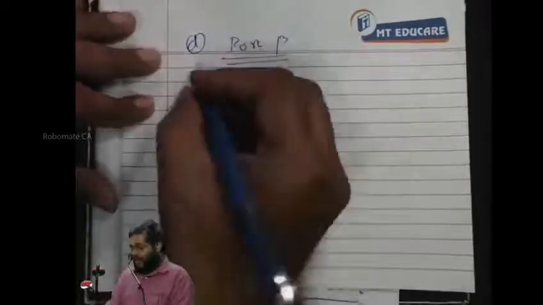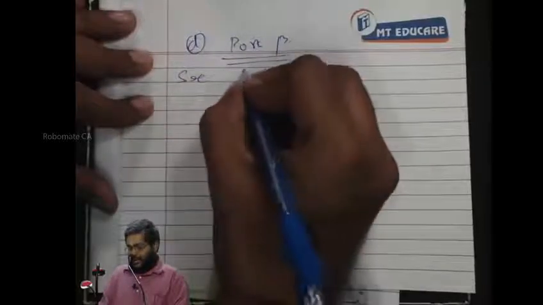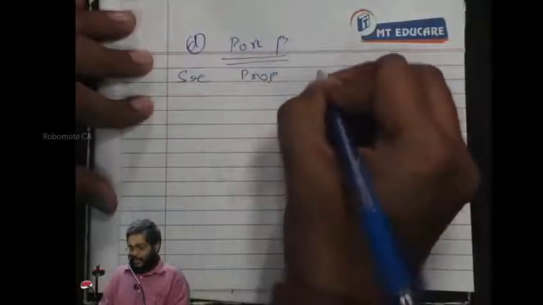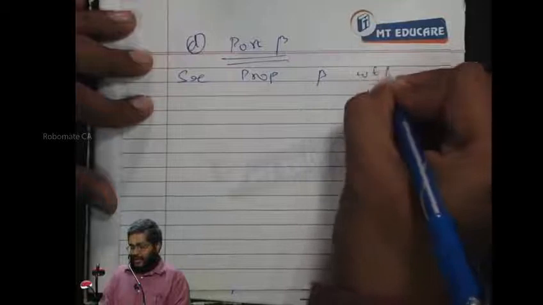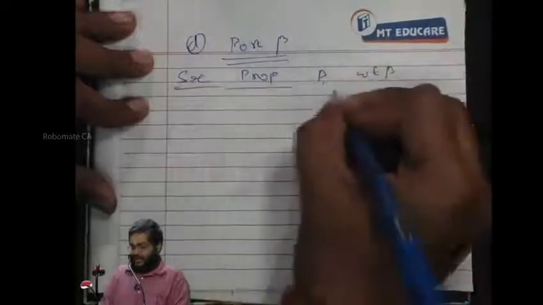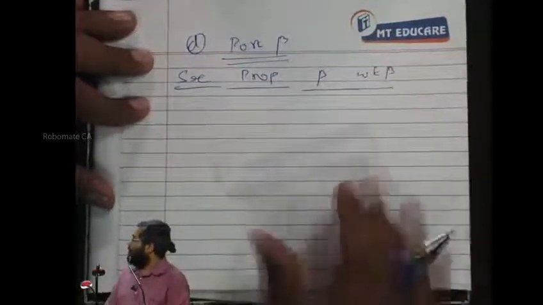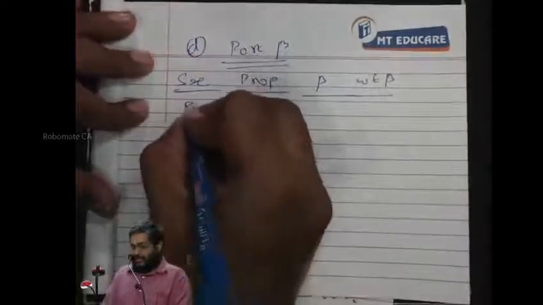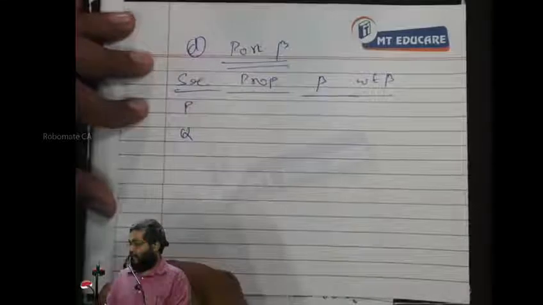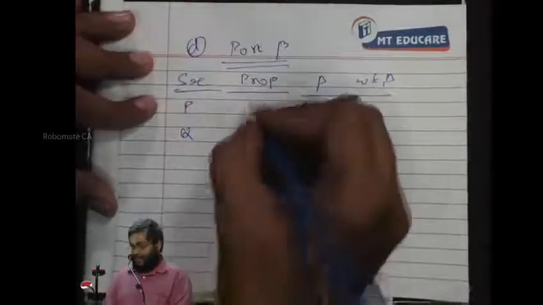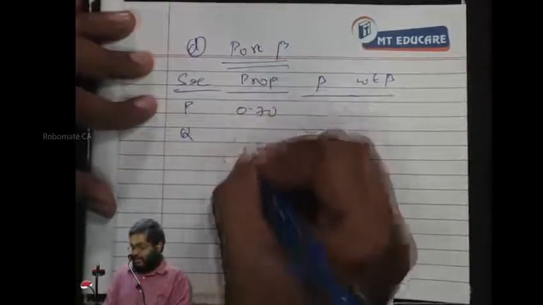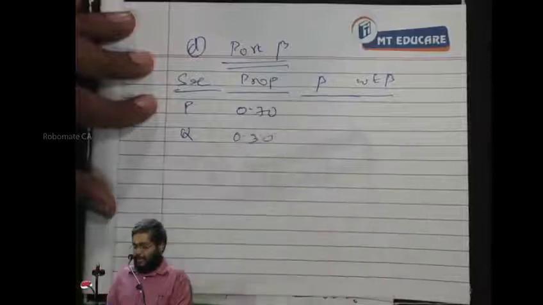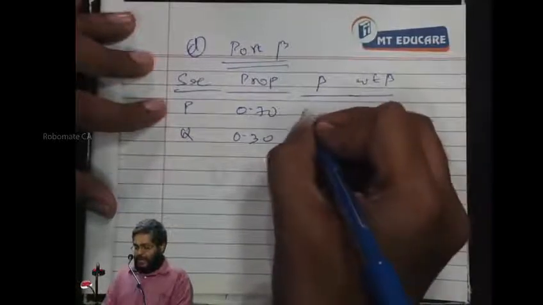What are all the columns we have? Security, proportion, beta and weighted beta. Tell me the two securities, P and then Q. What is the proportion given? 0.7 and then 0.30. Beta of P is 0.86.